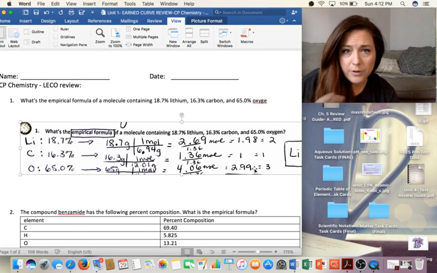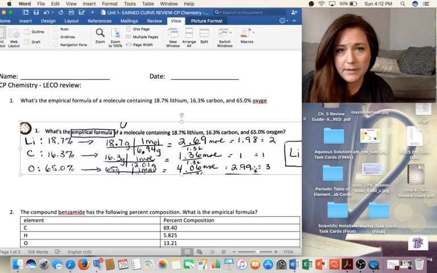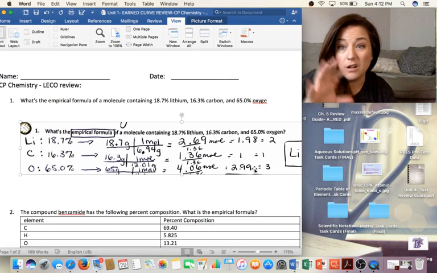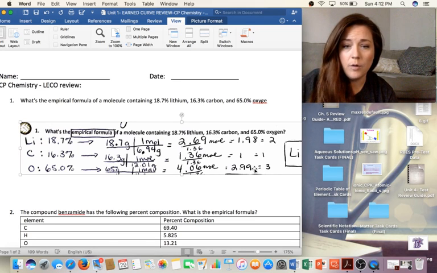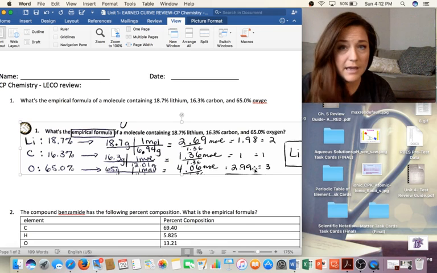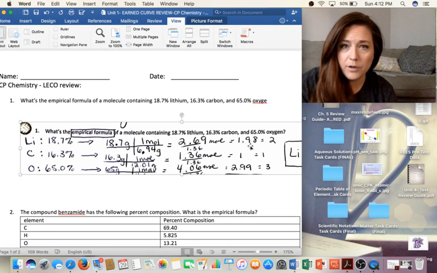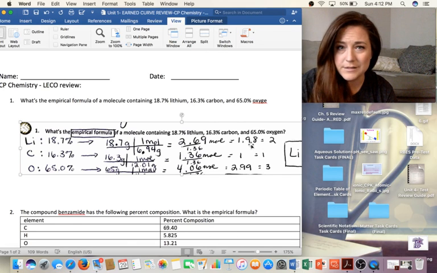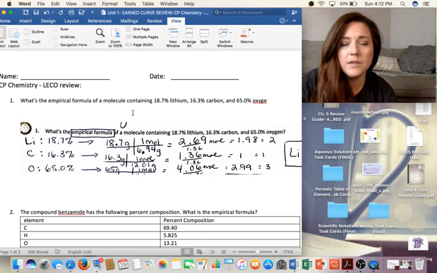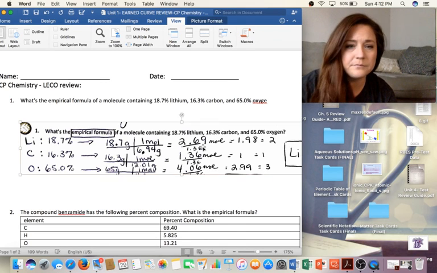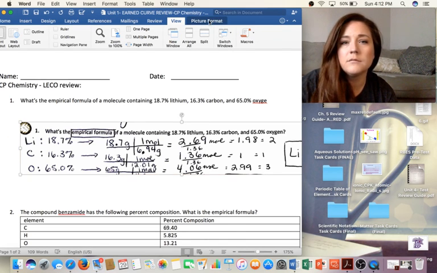your step 4 and 5, where you're multiplying it by another whole number, all of them, so that they all become whole. Hypothetically, if lithium was a 1.5, he's not close enough to a whole number. So that means we would have to multiply each of these by 2 to get him to a whole number. But in this example, in your number 1 right here, you did not have to do that.